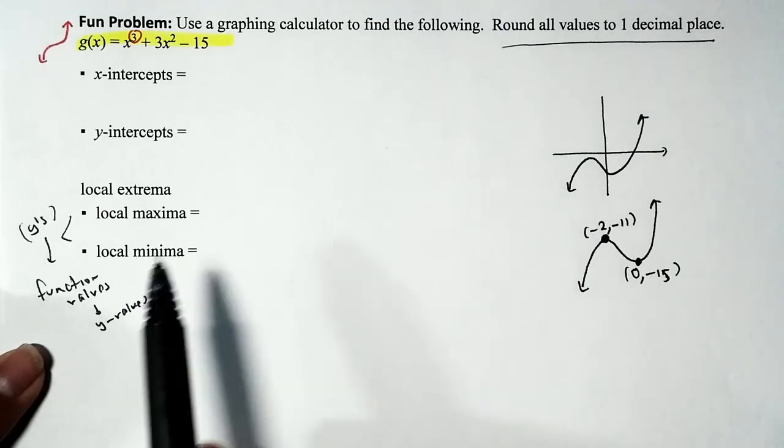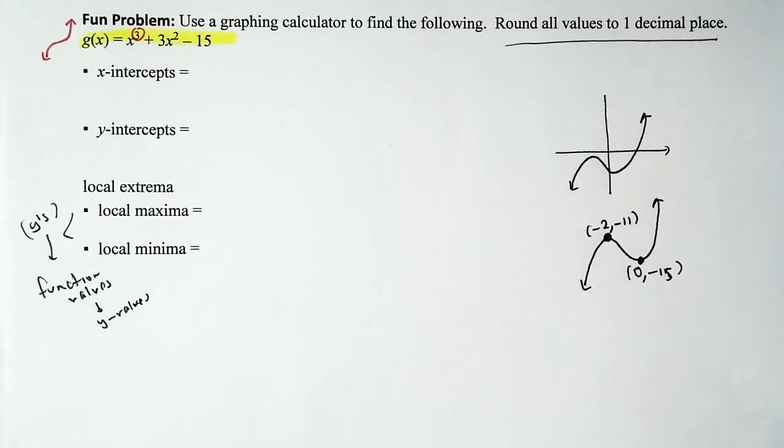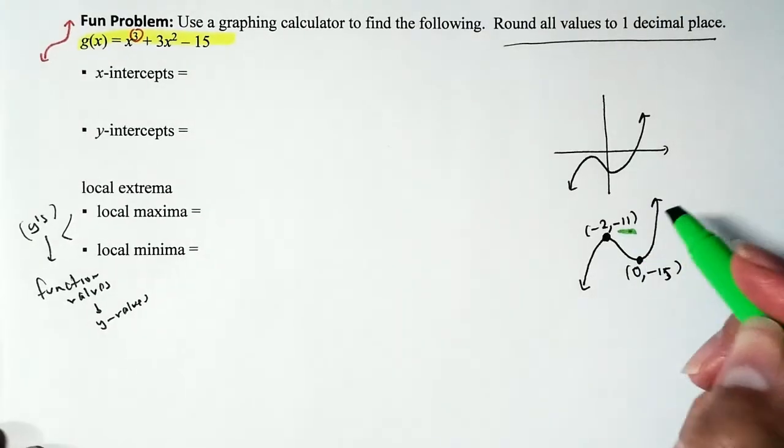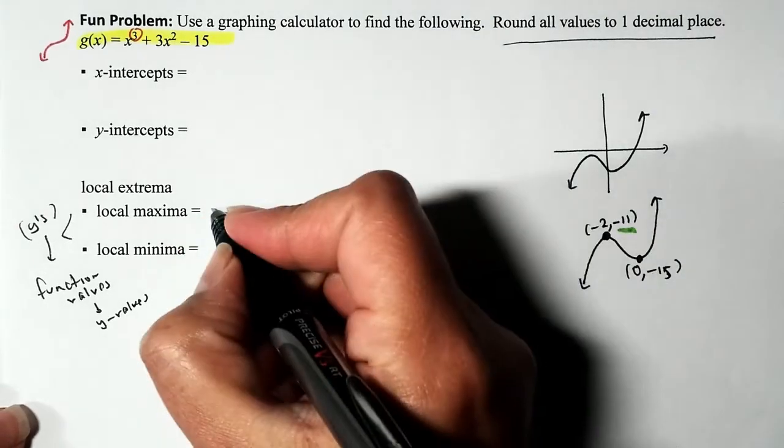Okay, so the local max. So what are the local maximum values? So the maximum values are the function values at those high points, which is only 1. Okay, so that will give us negative 11.